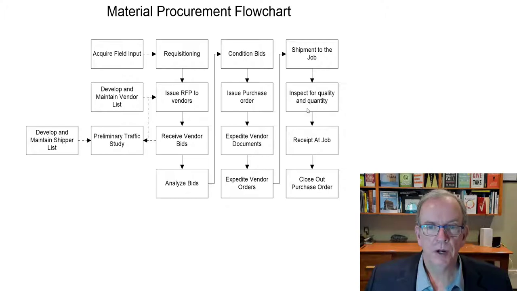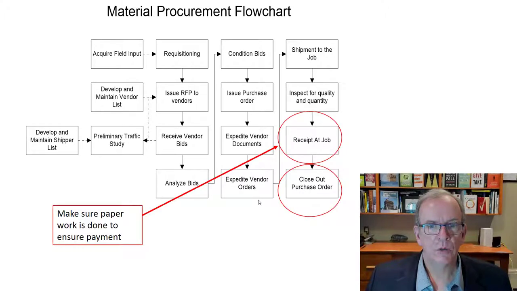That's where you run into problems, because then the vendor says, we delivered it, you signed off on it, and you say, no, I didn't receive all the items, this is missing. So you have the receipt at the job, and that closes out the purchase order. And then, of course, the invoice will arrive in a few weeks. So that's sort of the flow chart that goes on with this.